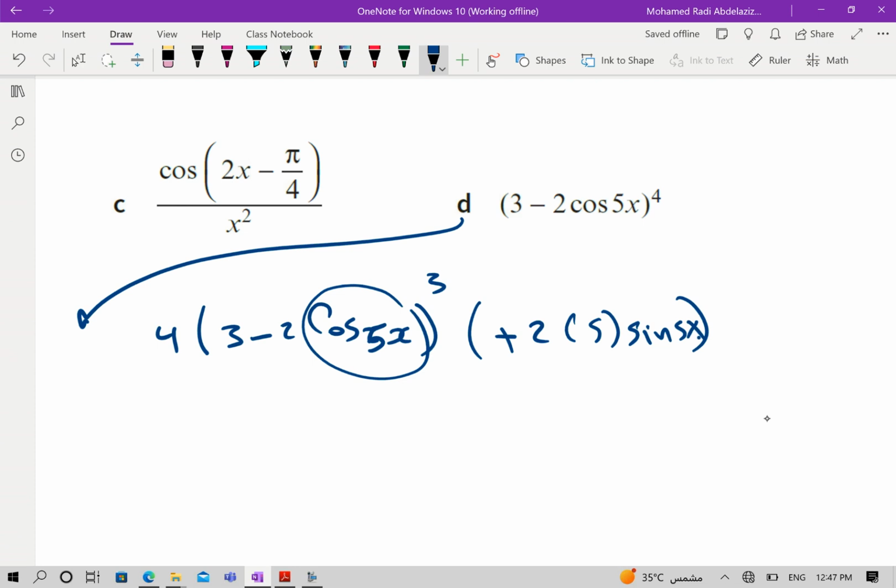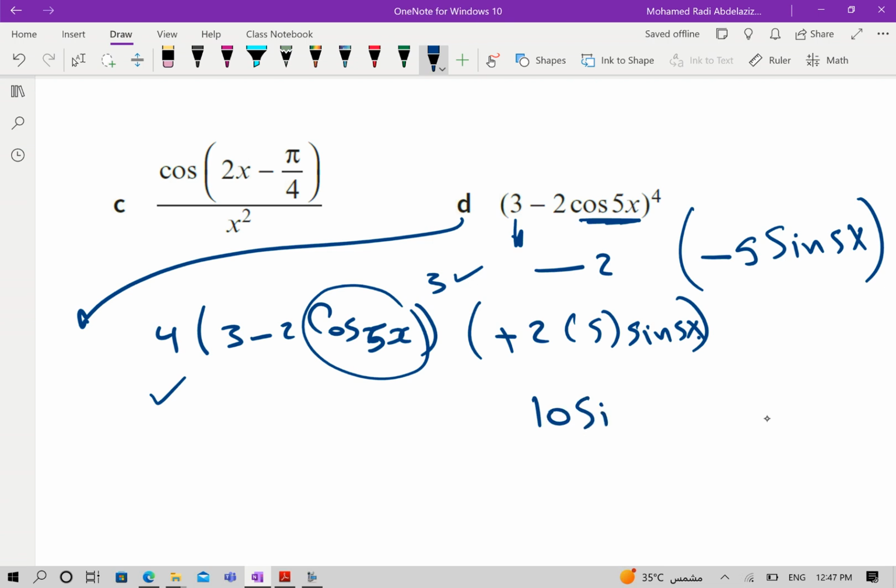Again, drop the power, minus 1. Differentiation of 3 is 0, minus 2. Differentiation of cosine is negative 5 sine 5x. So negative negative will be positive. 2 by 5 is 10 sine 5x. You can rearrange or you can leave it and write 3 minus 2 cosine 5x, all to the power of 3.